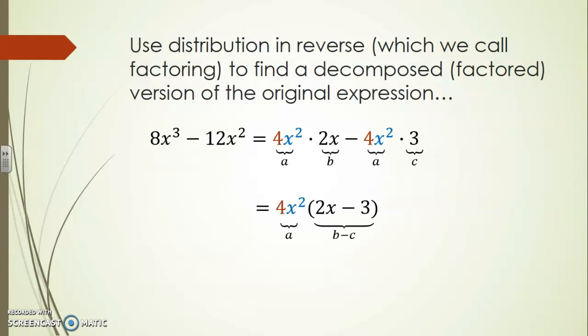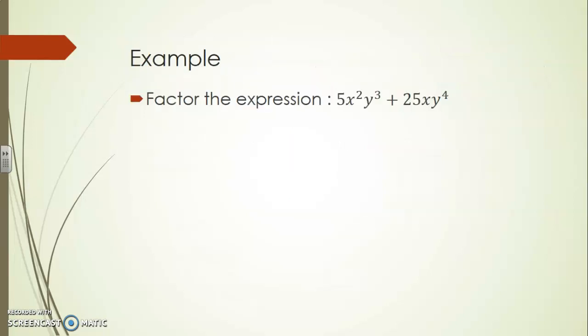You can reassure yourself that you have done the work correctly by redistributing 4x squared to 2x minus 3 and verifying that you get the original result back. Here's a slightly more complex situation involving more than one variable as well as numbers.